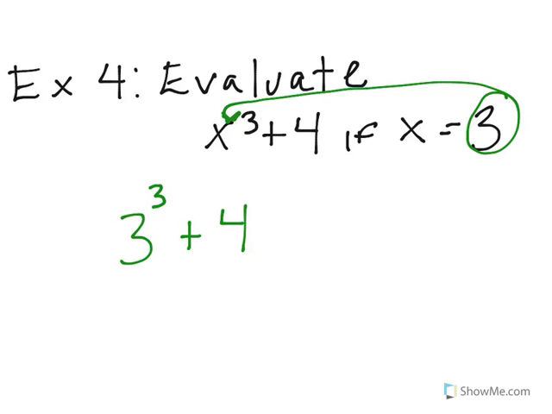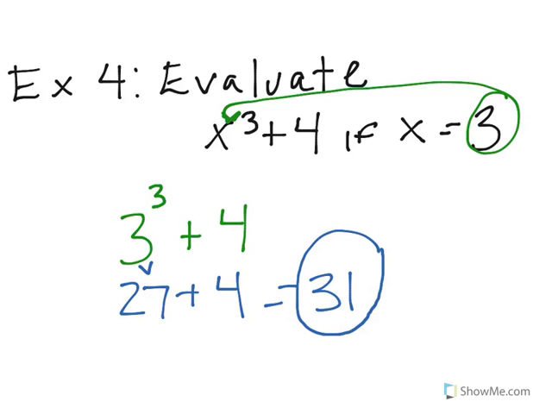So 3 to the third power, I have to think 3 times 3 times 3. 3 times 3 is 9. 9 times 3 is 27. And then I'm going to bring down everything I haven't used. So 27 plus 4 is 31. So my answer is 31. And that wraps up the lesson on variables and expressions.